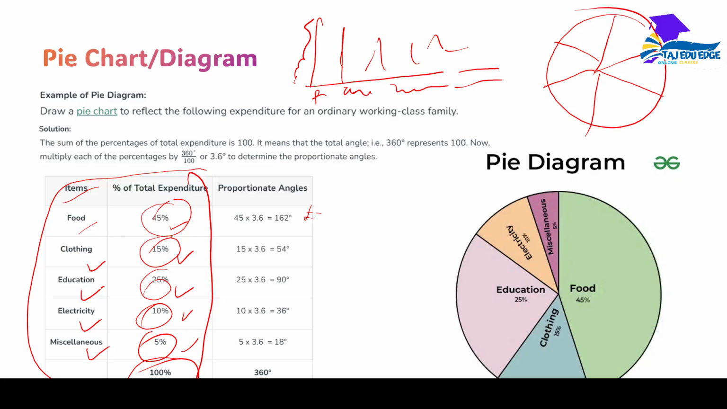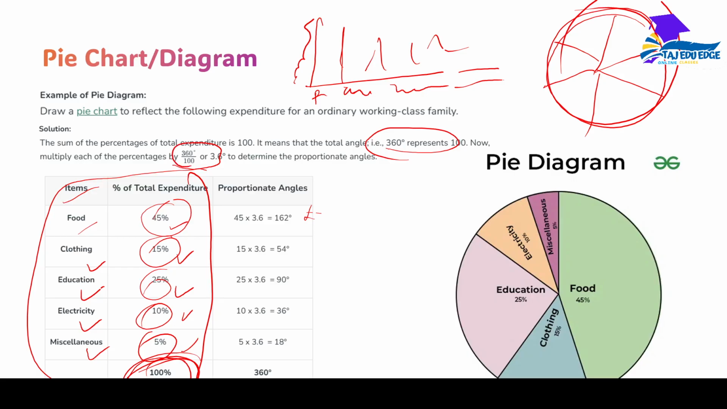A circle consists of 360 degrees. How much? 360 degrees, and that 360 degrees is considered as 100%. The whole circle is 360 degrees, and that 360 is considered as 100%. If 360 is 100%, then what is 1%? 360 divided by 100 is equal to 3.6 degrees, which is considered as 1%.